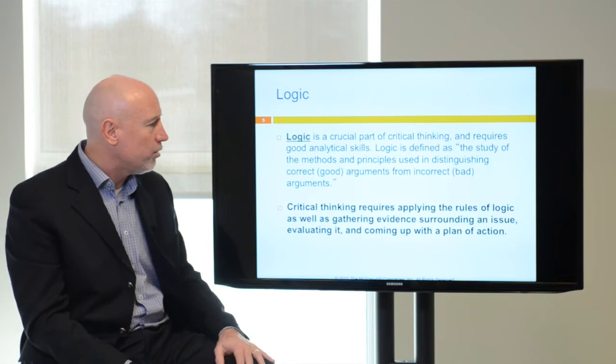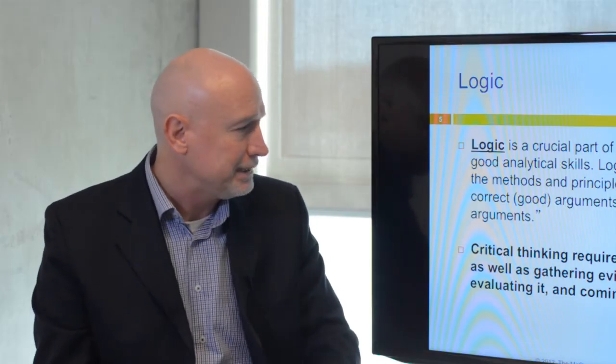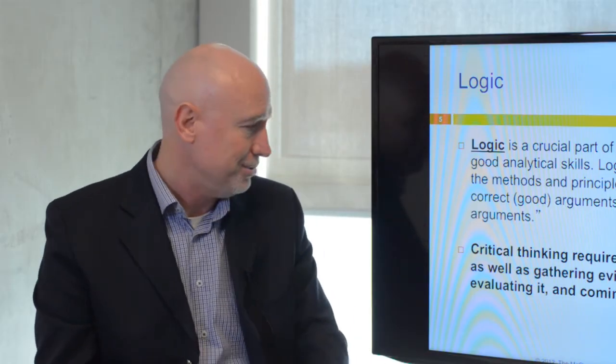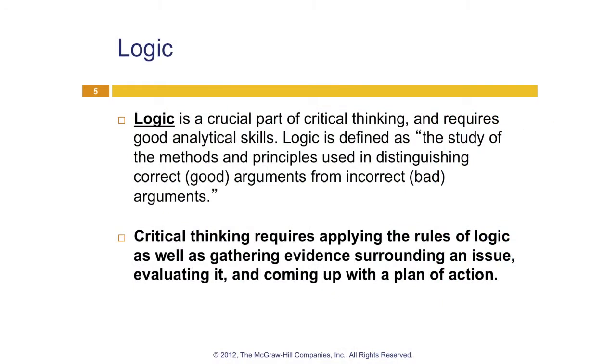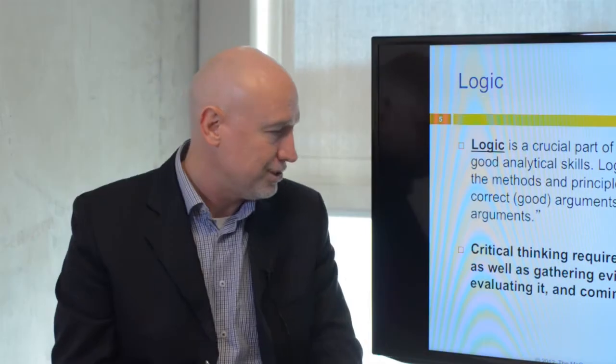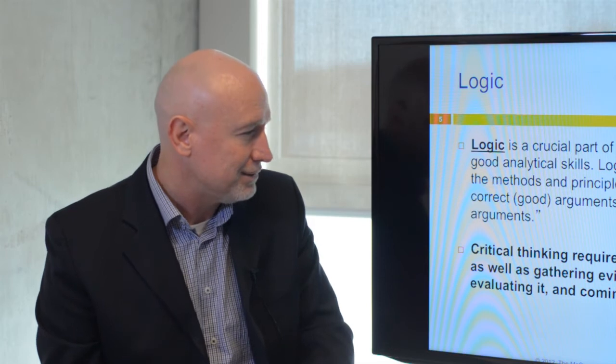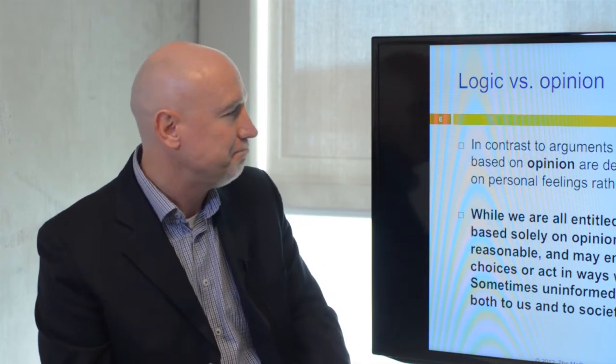So critical thinking requires applying the rules of logic as well as gathering evidence surrounding the issue and evaluating it and coming up with a plan of action. So what are the critical issues that surround this area that I need to make a decision on, and how do I evaluate it and then come up with a plan of action?